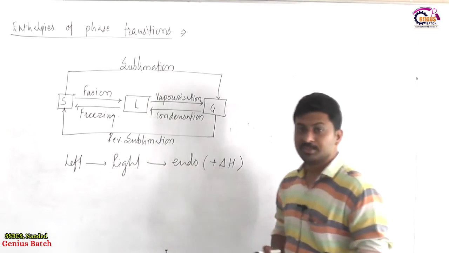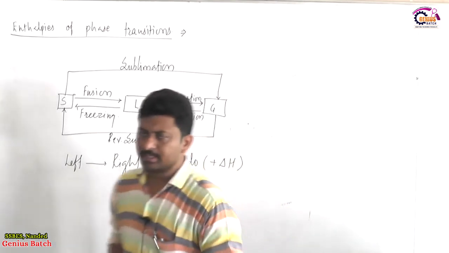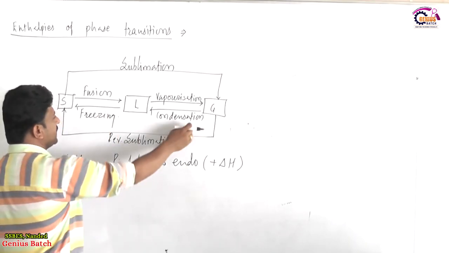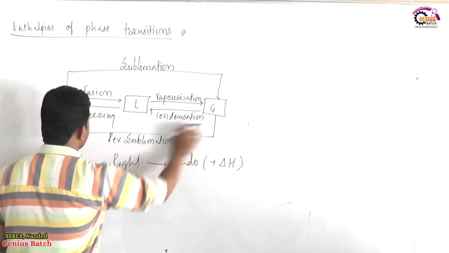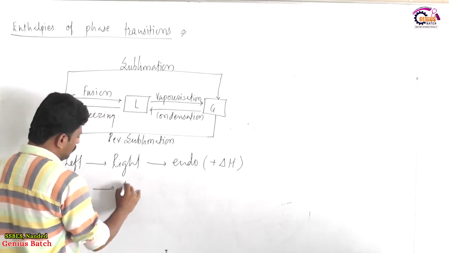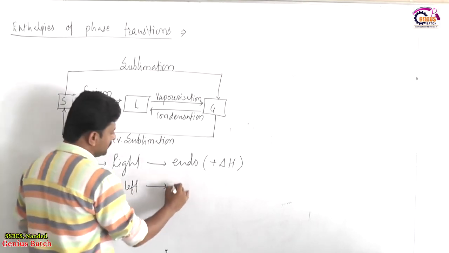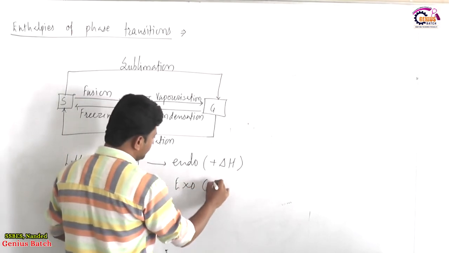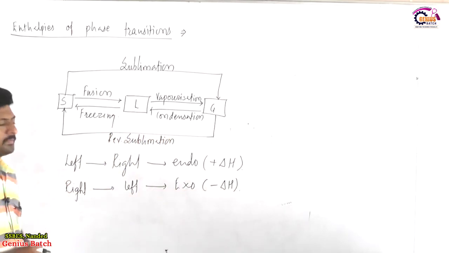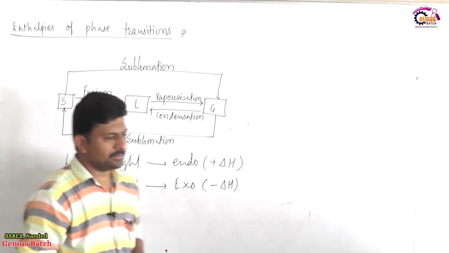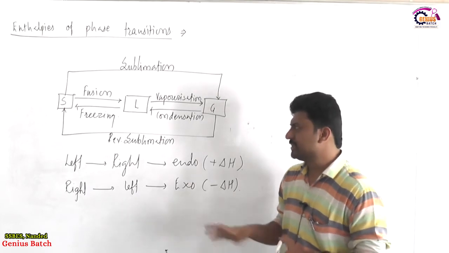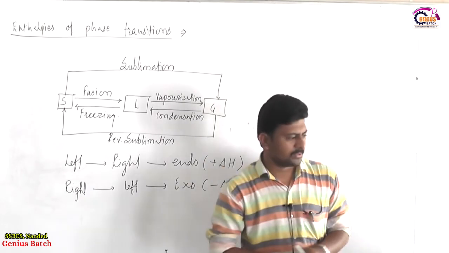Positive delta H. The reverse of this: all the arrows pointing from right to left, from gas to liquid, liquid to solid, or from gas to solid directly, pointing from the right-hand side to the left-hand side, all of these changes are exothermic changes and the corresponding enthalpy changes are negative. So left to right it's a positive enthalpy change and right to left it is a negative enthalpy change. This is a basic guideline to decide the different enthalpies.